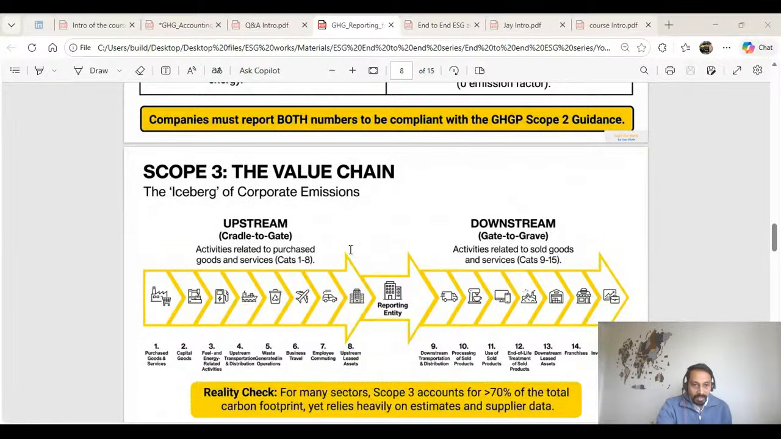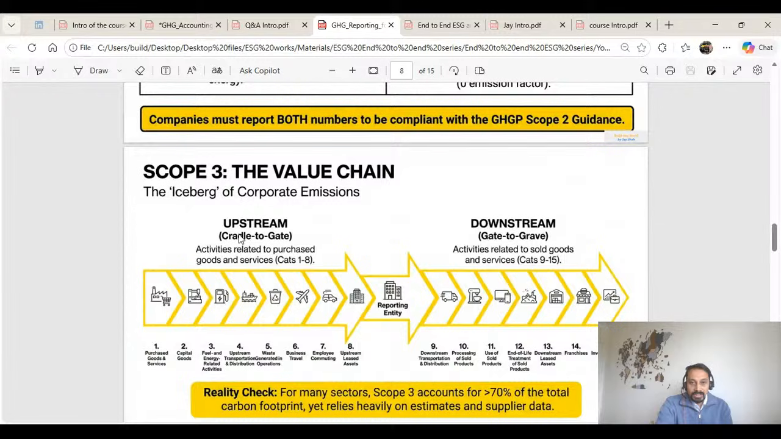Here is the reality check: for most companies, scope 3 dominates the overall total carbon footprint. If you calculate all 15 categories, scope 3 categories 1 to 15, then definitely it is more than scope 1 and 2. But it is difficult to calculate because data is not available for every category. It relies heavily on estimates and supplier data as well. So documentation is very critical, whether you have made assumptions or not. You have to understand your cradle-to-gate categories, from purchased goods and services at the start to the investment category at the end.